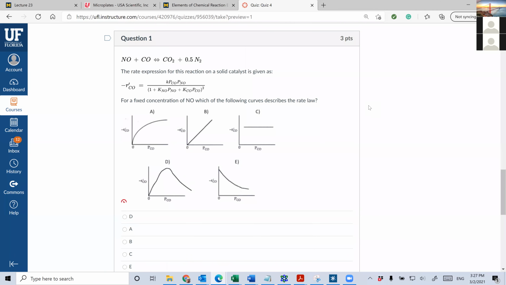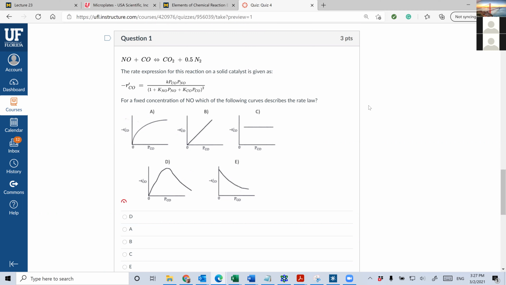I think I should have explicitly said use the rate limiting step. I think I was just trying to be clever, and that backfired. For question one, I think someone said let's go over that. So this is just looking at the rate expression.